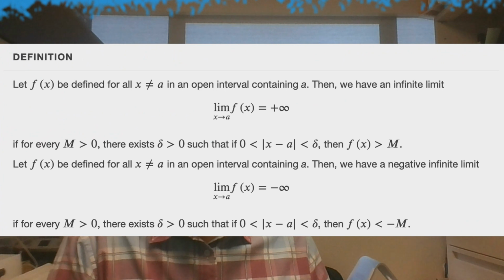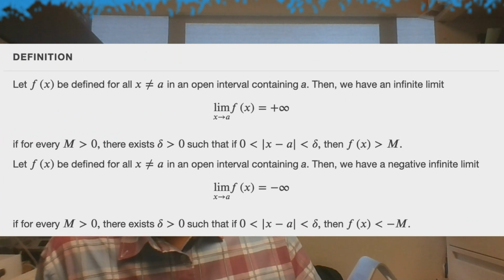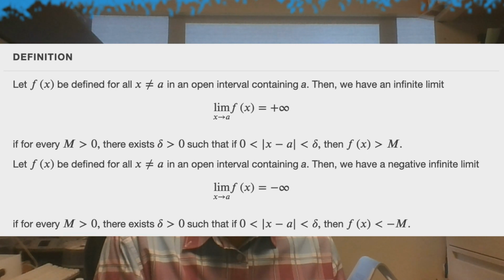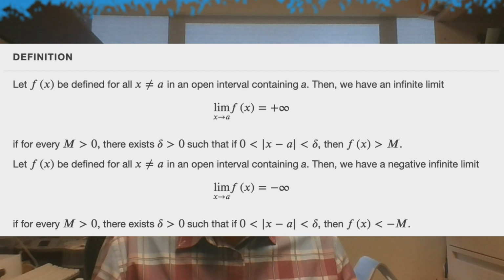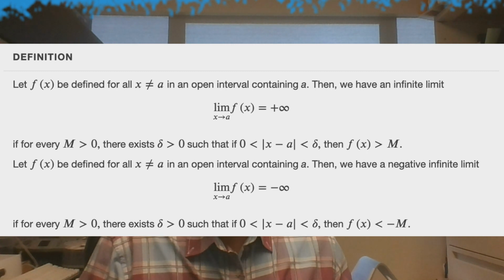Now this also applies to one-sided limits as well as infinite limits. One-sided limits just say that you're going to be approaching from one side, so delta is not within the interval on both sides, but just on one side.